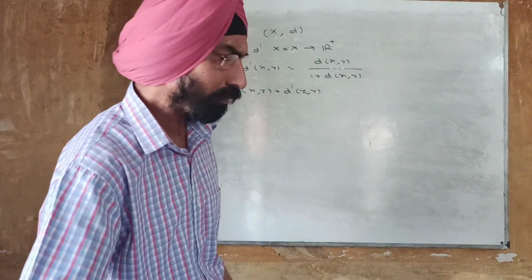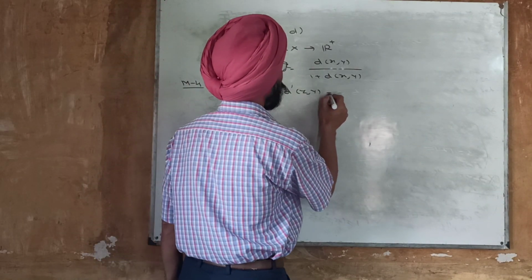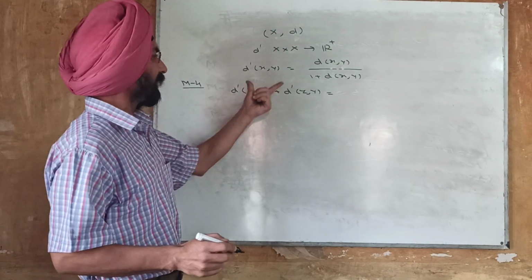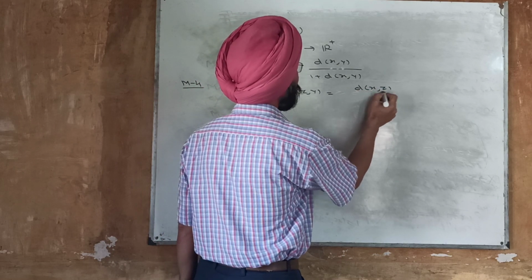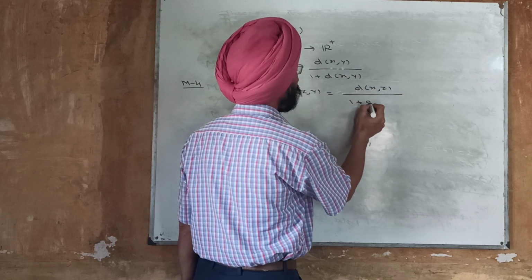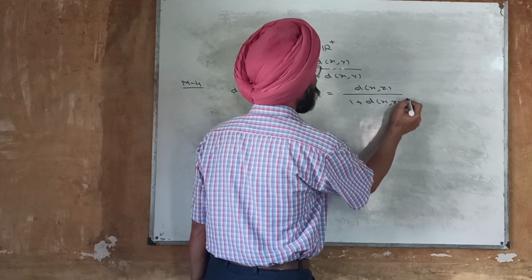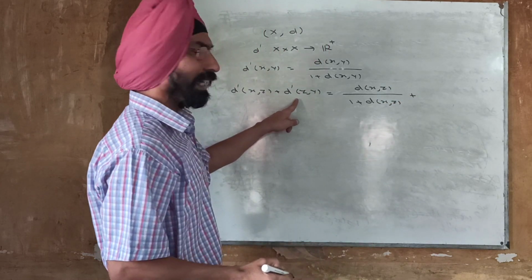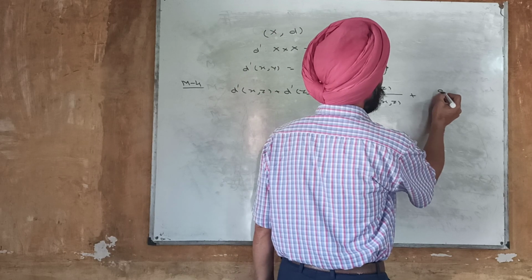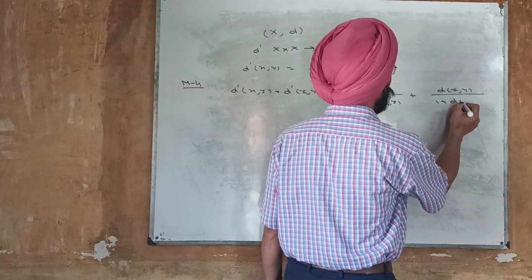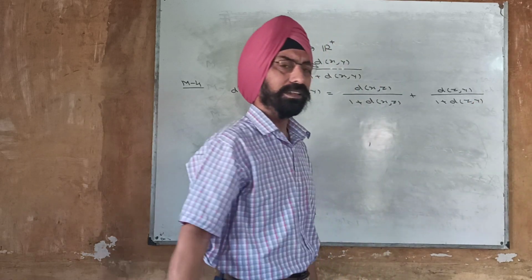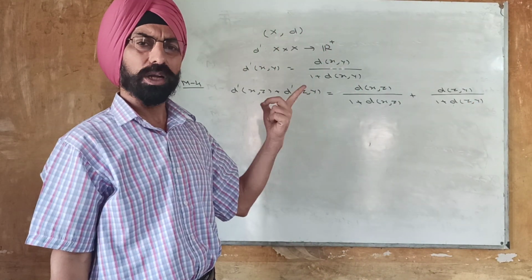So I am starting from this side. What is the value of d dash xz? By the definition, it is d of xz divided by 1 plus d of xz, plus d dash of zy, which is d of zy divided by 1 plus d of zy. I think it is clear to you now.